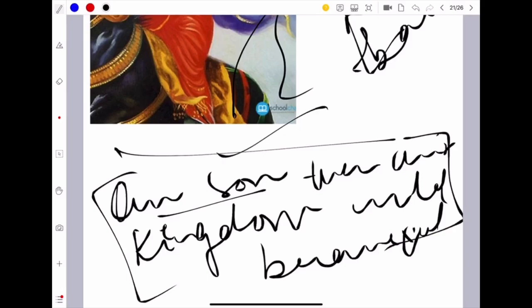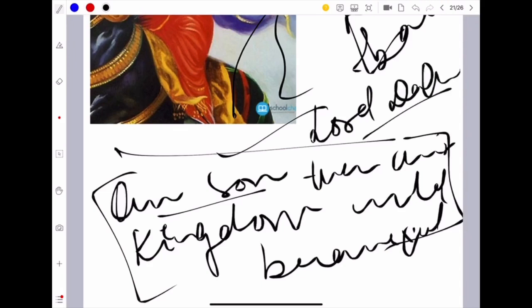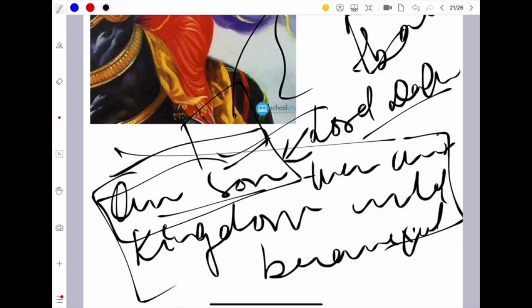Basically, the Doctrine of Lapse was introduced by Lord Dalhousie. He said that in our kingdom, if they did not have their own son, then this kingdom would be annexed by the company, right? And this wasn't fair, was it? It wasn't fair.